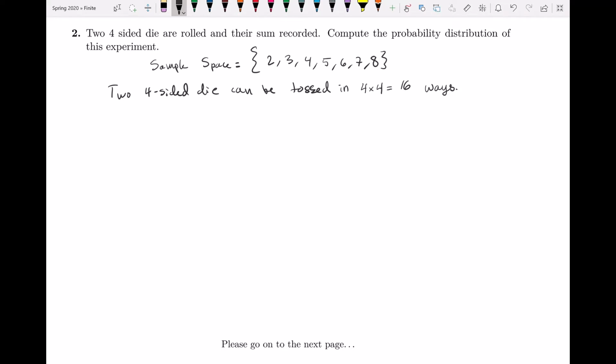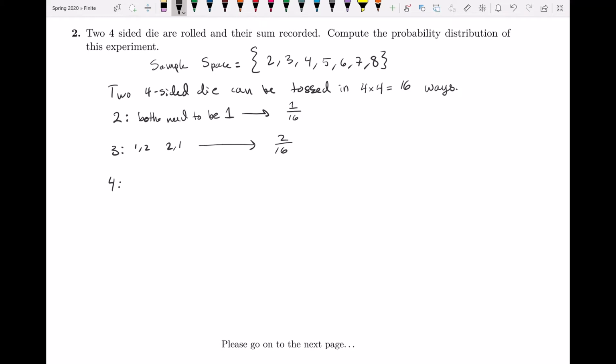So to get 2, they both need to be 1. So there's only 1 out of 16 options that give us a sum of 2. So we have 1 over 16. All right. So for 3, we could have 1 and 2, or 2 and 1. So there are 2 ways that can happen. So that's 2 out of 16.